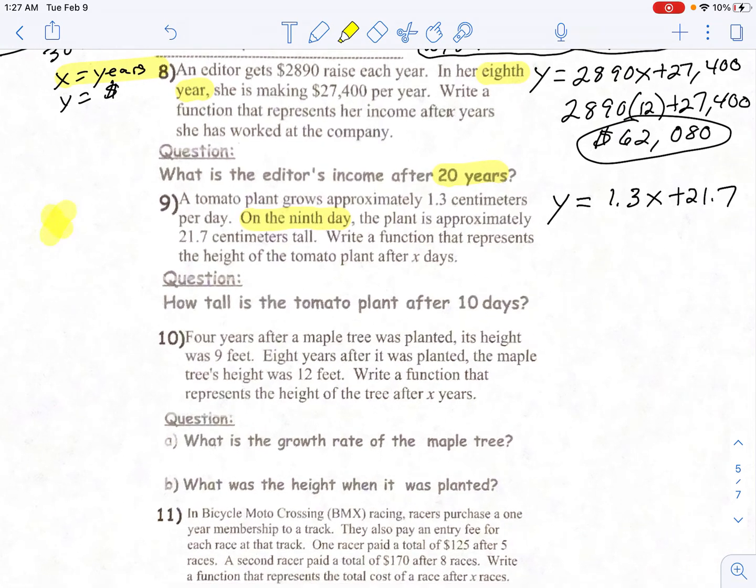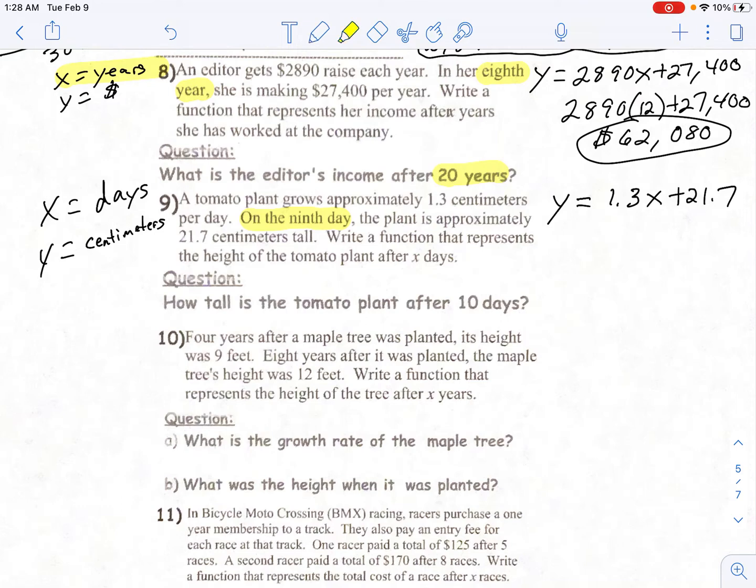All right? So now that we've got our equation, we need our labels. It tells you at the end of this problem that x is in days, which means that we're looking for our y-intercept, 21.7. 21.7 what? Centimeters. All right, so that's our Y label. Now that we've got our labels, now we can plug in.